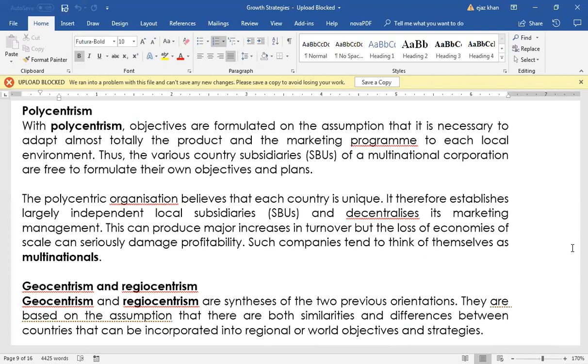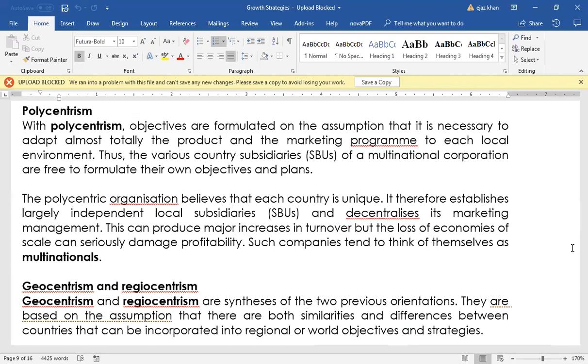But there are also benefits of this orientation. That is, you don't have to set up a separate research and development department. You do not have to spend much on your research and development to look at what the local requirements are, or you won't be spending too much on coming up with totally new products. So there is a benefit, and definitely there is a drawback of applying this policy.